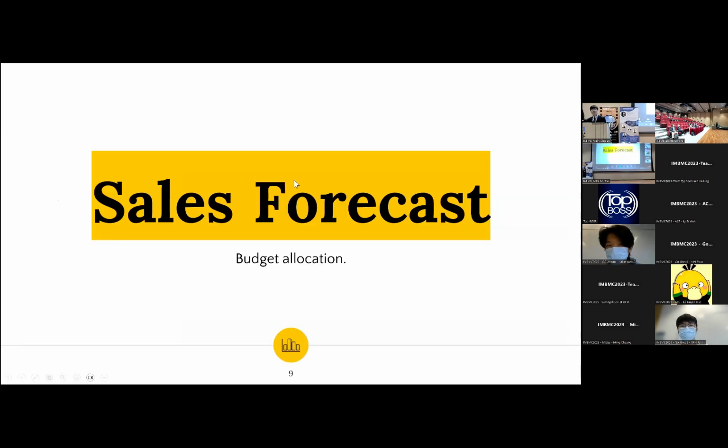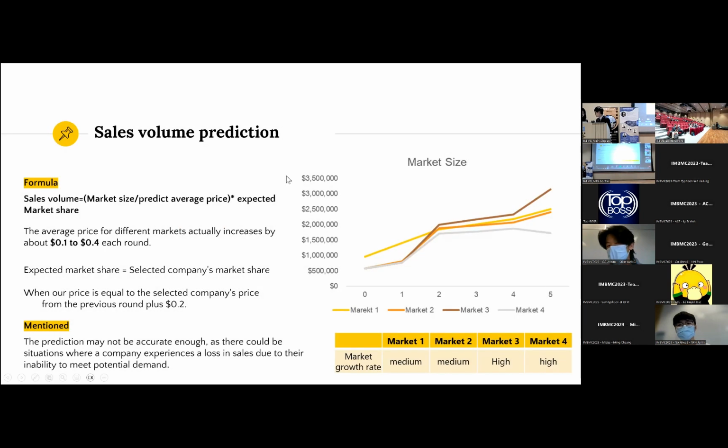Now we come to the part of sales focus. Actually, the sales focus may be based on this formula: the market size divided by the predicted average price, then multiplied by the expected market share. The average price for different markets actually increased about $0.1 to $0.4 each round. And our expected market share may equal our selected competitors' market share. So when our price equals my company's price from the previous round plus $0.2 or $0.3, we may predict our market share and our sales volume. And I have to mention that the prediction may not be accurate enough.